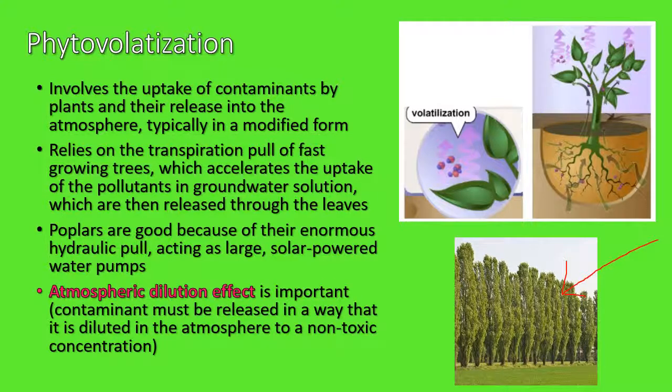Now, what's important about this is you have to ensure that there is a significant atmospheric dilution effect, meaning that when the contaminant is released, it's quickly and readily diluted into the atmosphere at a level that is non-toxic. Otherwise, we're just moving one problem from one place to another, from the soil to the air, which would not be good. So we have to make sure that this process is actually diluting the toxin to a level where it's non-harmful.